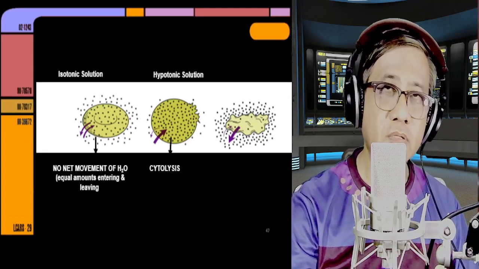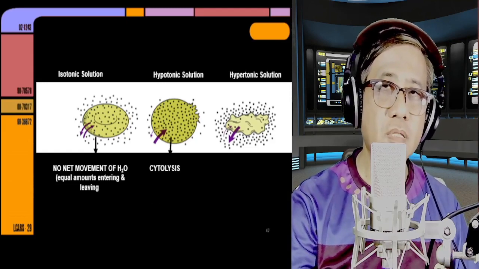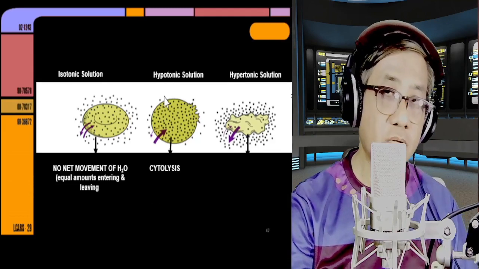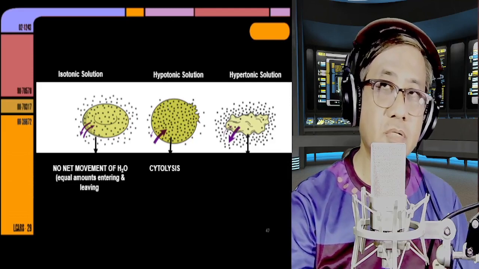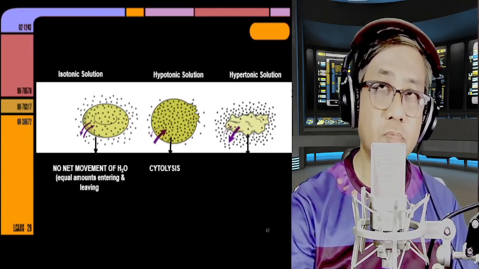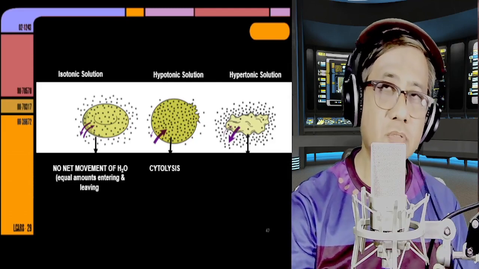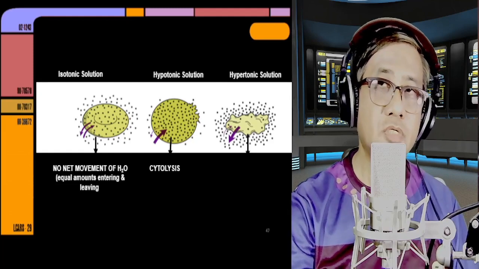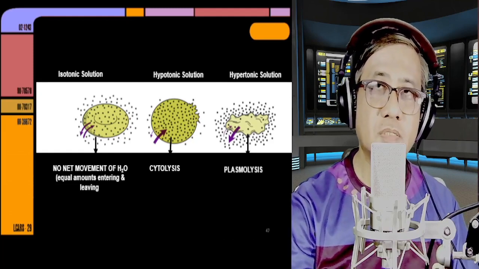The result is cytolysis. Now, if the cell is immersed in a hypertonic solution, water is less outside the cell. Water is greater in concentration inside the cell. So water moves out from a region of greater concentration to a region of lesser concentration. So water moves out of the cell. So the cell shrinks. And that's what we call plasmolysis.